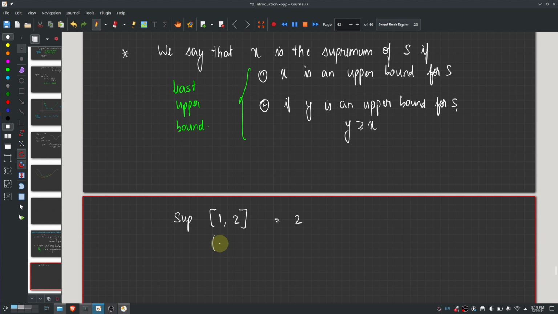Okay, now let's take the open interval from 1 to 2. Again, any number greater than or equal to 2 is an upper bound for this particular set. If I take any number less than 2, is it an upper bound? It is not, correct? No matter how much lower below 2 I go, I can always find a number in this particular set that is strictly greater than that. So what would be the supremum of this particular set? Again, 2. But unlike the previous example, 2 does not lie in this particular set.